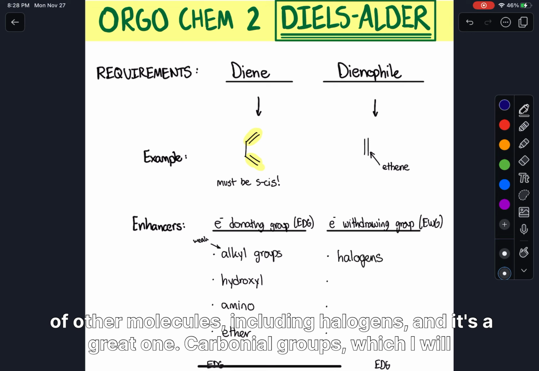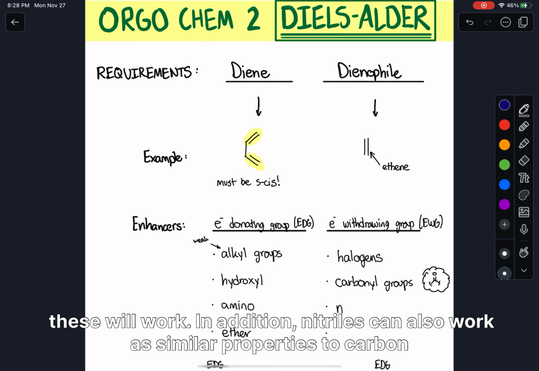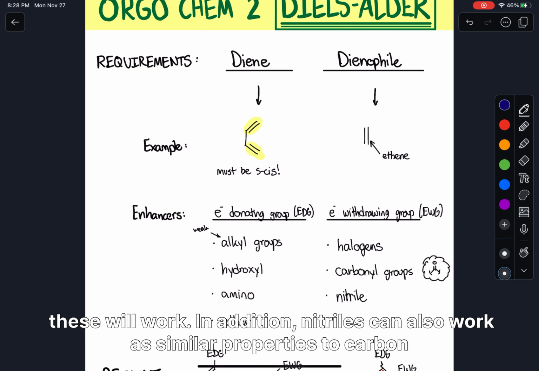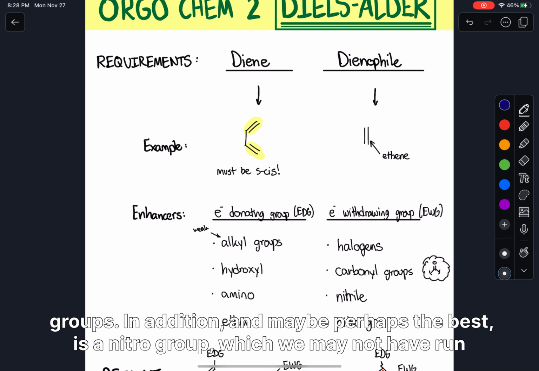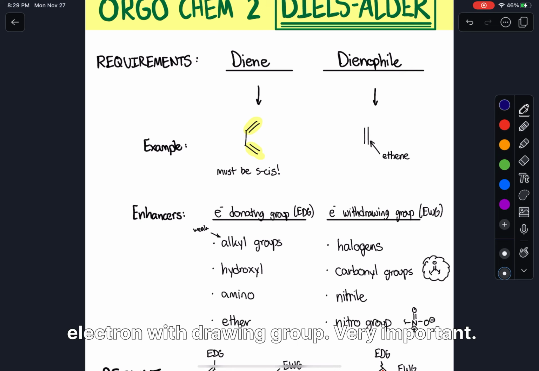These are great ones. Carbonyl groups, which I will show in a little bubble, is a double bond, oxygen to carbon, with substituents off the carbon. Any of these will work. In addition, nitriles can also work. It has similar properties to carbonyl groups. In addition, and perhaps the best, is a nitro group, which we may not have run into with many other reactions as this basic structure, and it's a very good electron withdrawing group.